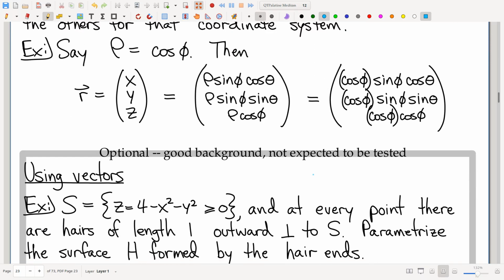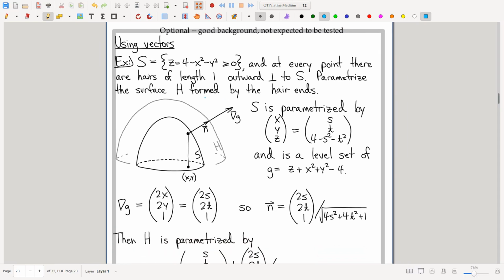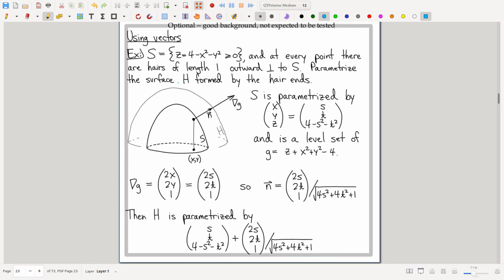Okay, this next example, I'm sad that I can't spend time on this example. You could take a look if you like. This is a little bit obscure.